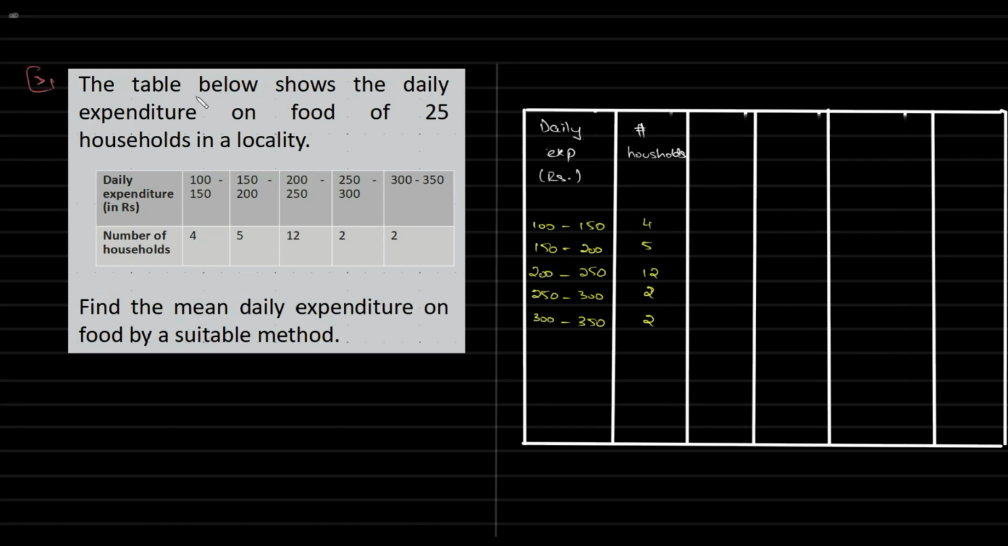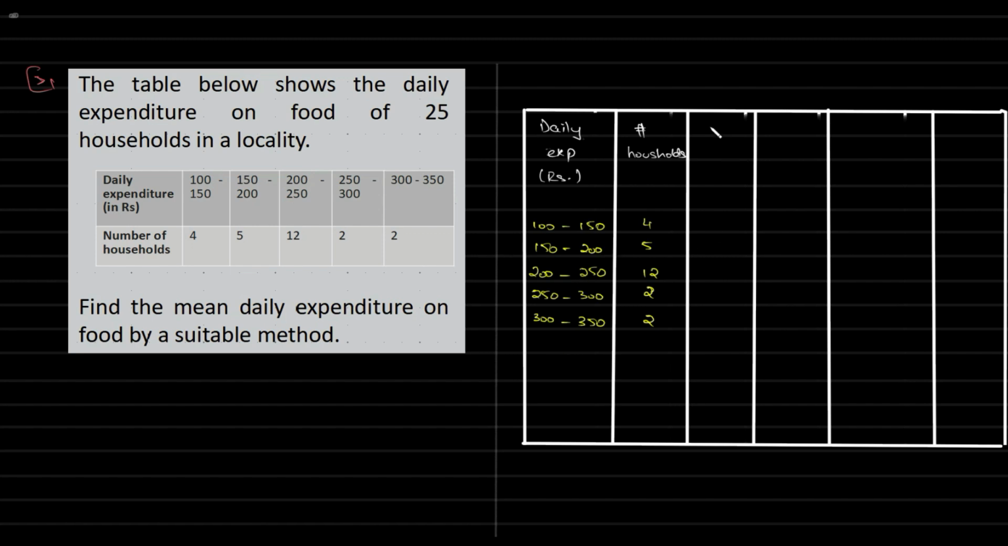The table below shows the daily expenditure on food of 25 households in a locality. Find the mean daily expenditure on food by a suitable method. So first thing, is it continuous? Yes, it is continuous. Next, we can use any method.